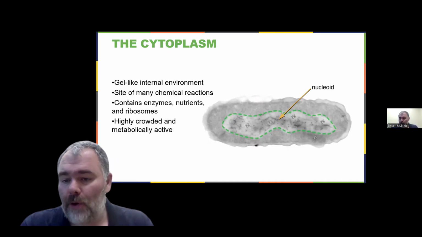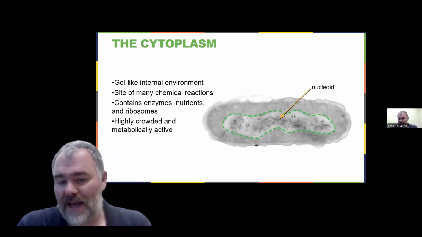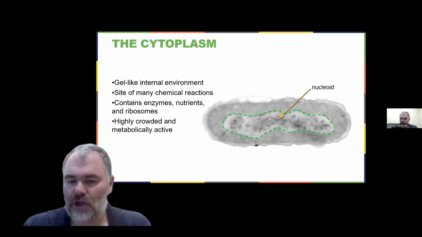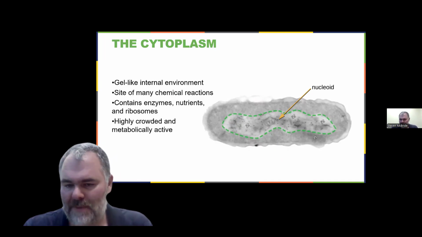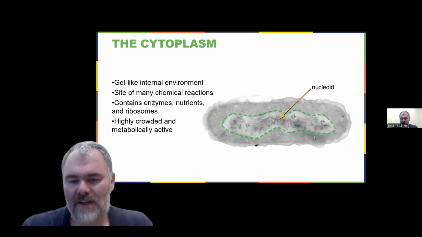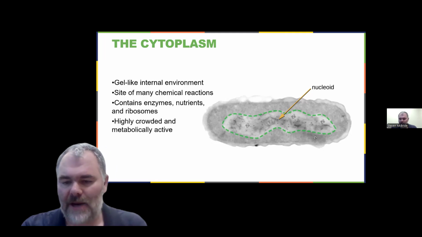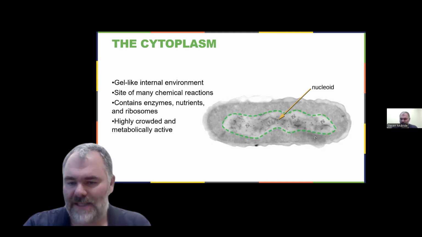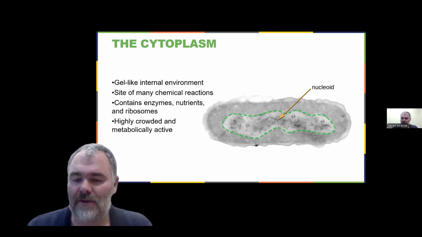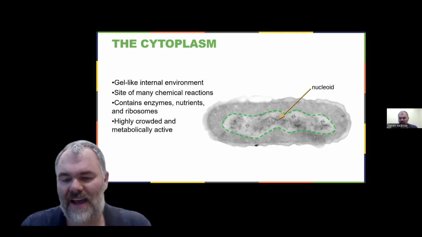Most of the inside of a prokaryotic cell is made up of the cytoplasm. The cytoplasm is a gel-like internal environment surrounded by the plasma membrane. This is where many of the cell's chemical reactions occur. The cytoplasm contains enzymes, nutrients, ions, ribosomes, and many other molecules needed for metabolism and survival.